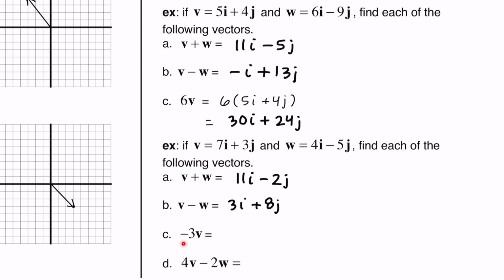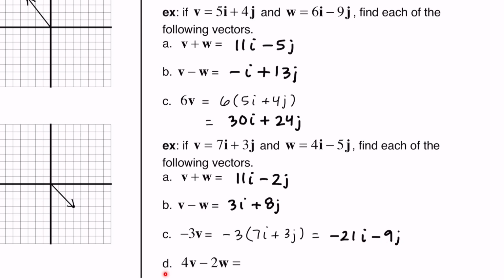For part C, it says negative 3v, so negative 3 is the scalar. So I have negative 3, and then I plugged in the vector for v, 7i plus 3j, and we'll multiply that scalar through. So we get negative 21i, and then minus 9j. And there's our answer.